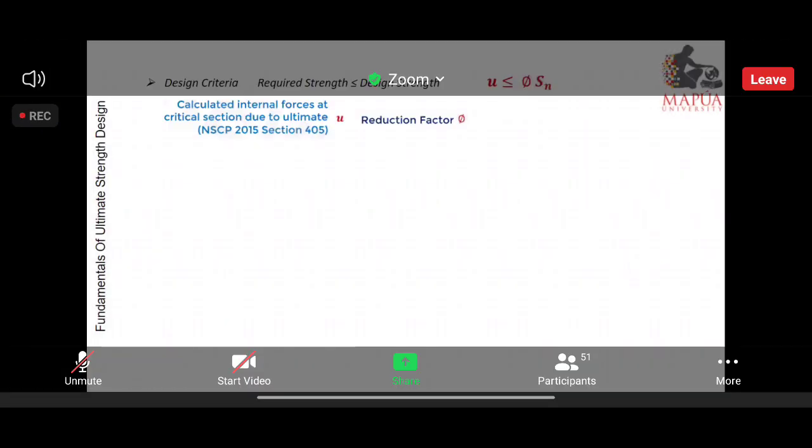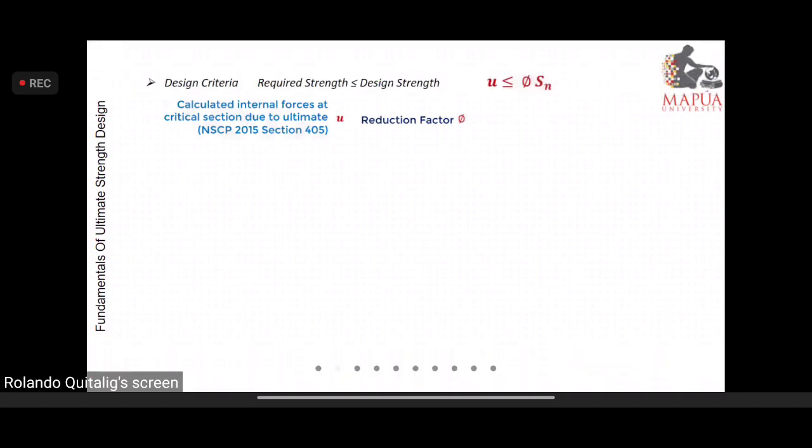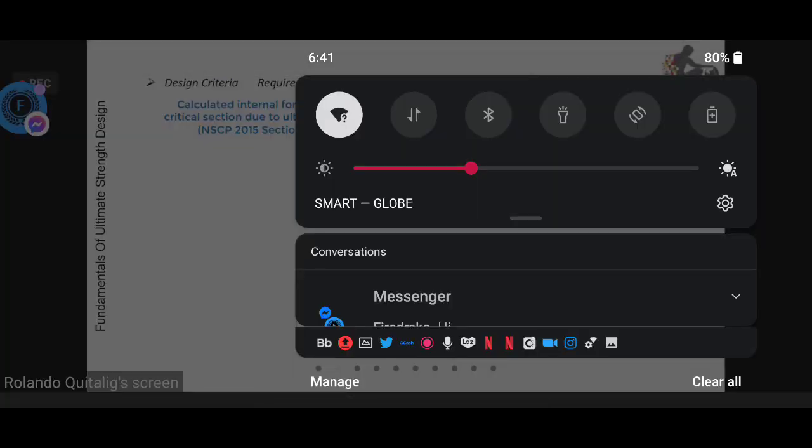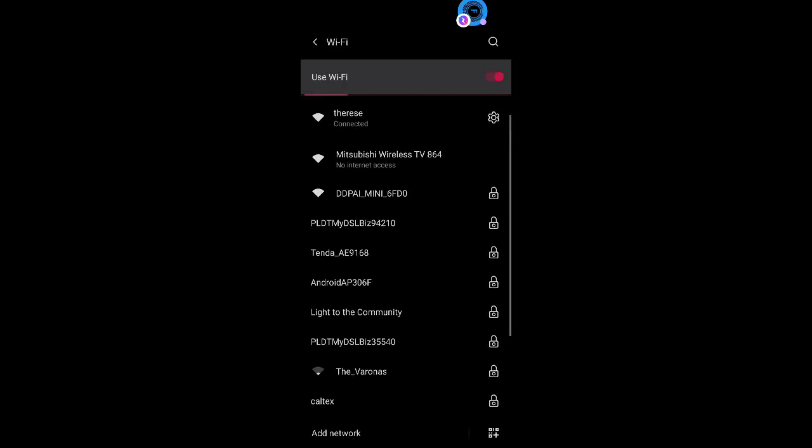Wala. Hindi, huwag mo na patayin. Wala kang signal. Pinatay mo pala eh.